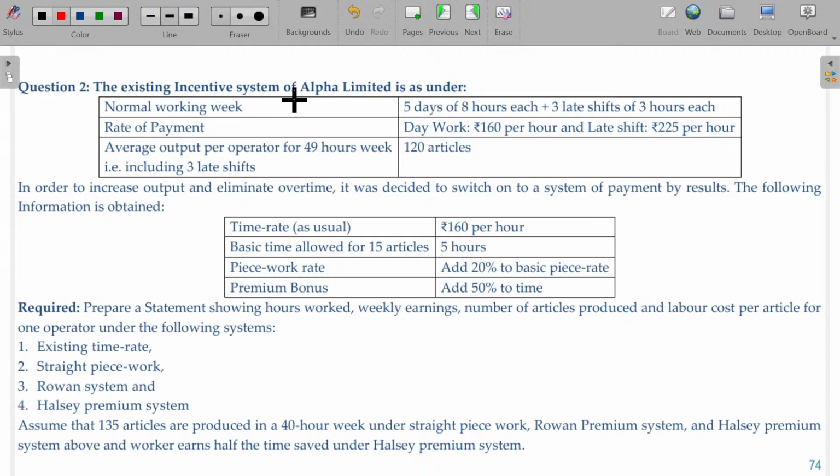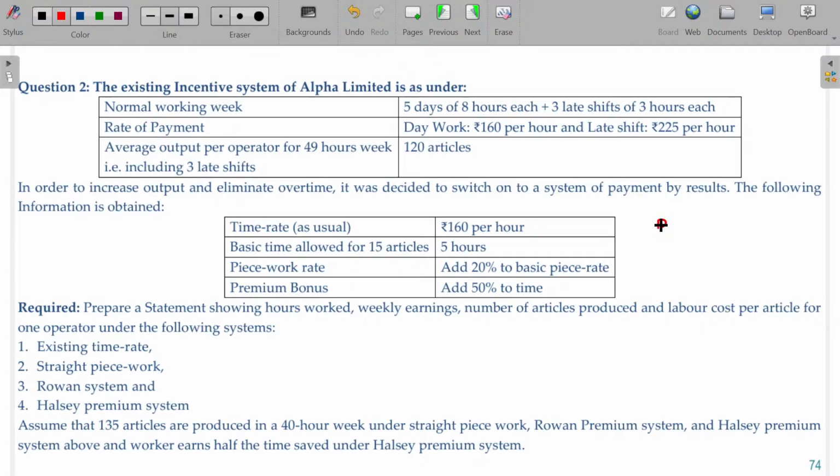The existing incentive scheme of Alpha Limited is as under. Normal working week of 5 days, 8 hours each, 3 late shifts of 3 hours each, day work being 160 per hour and late shift being payable at the rate of 225 per hour. Average output per operator for 49 hours week, that is including 3 late shifts, being 120. In order to increase the output and eliminate overtime, it was decided to switch to a system of payment by results. They want to change the system itself.